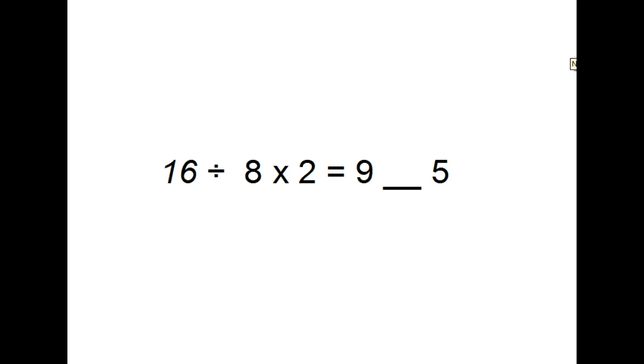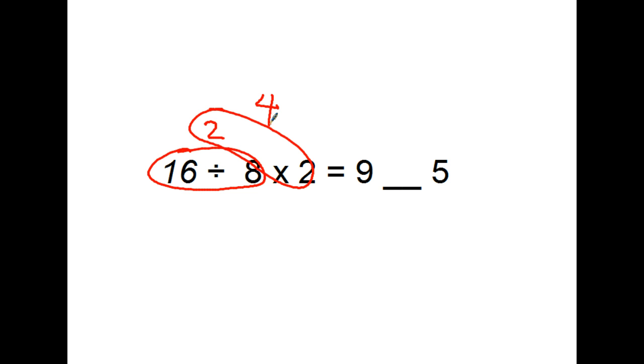This time the left side has all the information. It's got a division and a multiplication. Equal power again on the tower of power. So I'm doing the division first. 16 divided by 8 equals 2. 2 times 2 equals 4.